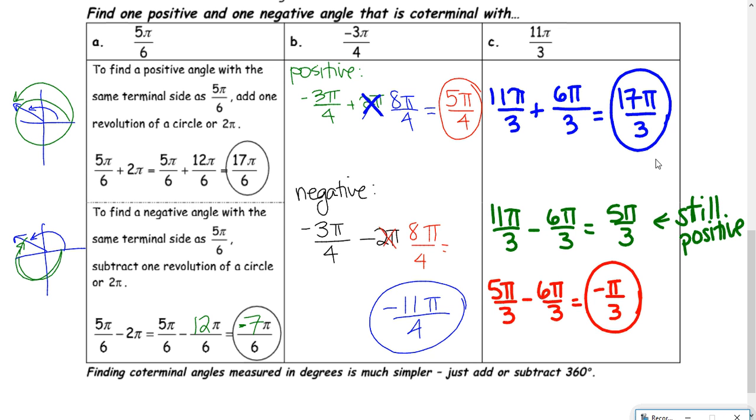If I add, it gives me 17 pi over 3, which is a positive answer. If you subtracted 2 pi, it gives you negative 5 pi over 3. That's still positive, so you could have given this answer as your positive answer also. In order to get it negative, you actually have to subtract 2 pi again to get negative pi over 3. Okay, we cannot just throw a negative out in front and call it negative. You have to keep subtracting 2 pi until you get a negative answer.